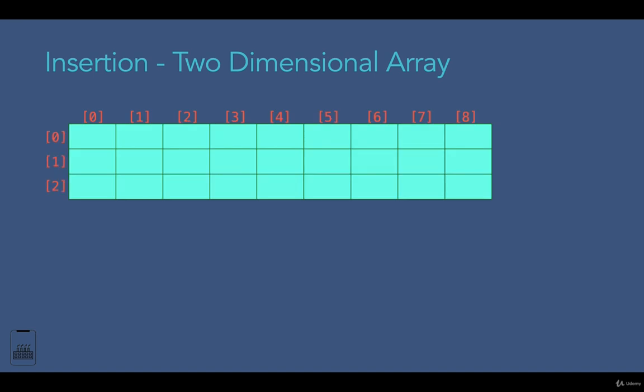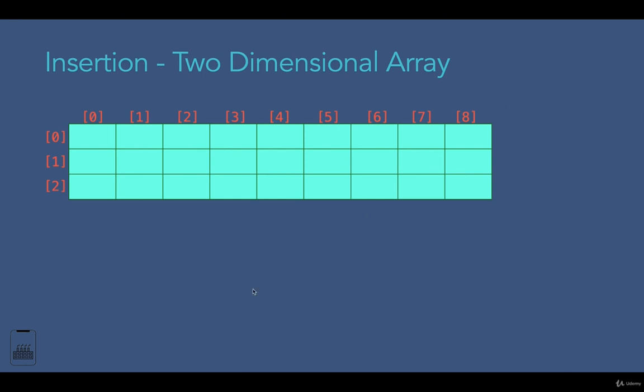Hi there. Now in the previous video we have learned how to create a two-dimensional array. Now in this video let's look at how we can insert a new value into the two-dimensional array. So let's say we have a two-dimensional array like this. So here we have 3 rows and 9 columns.